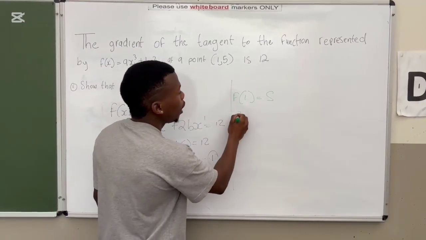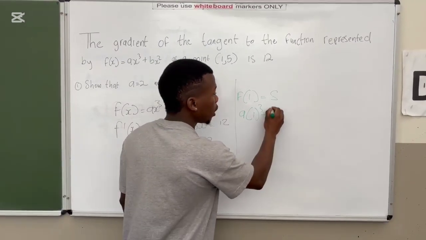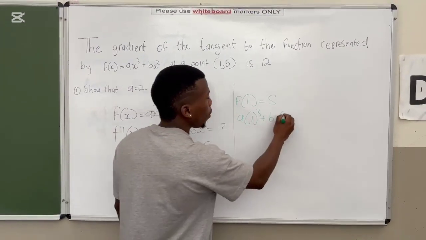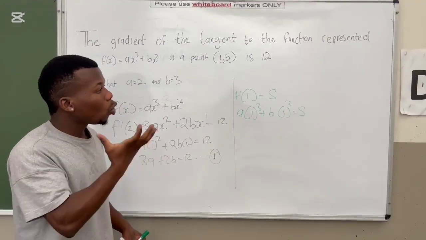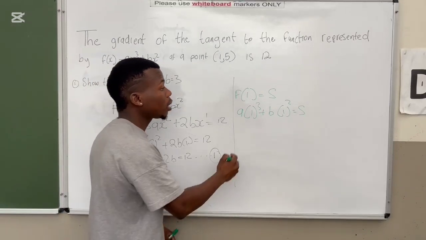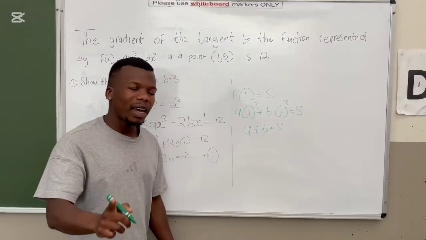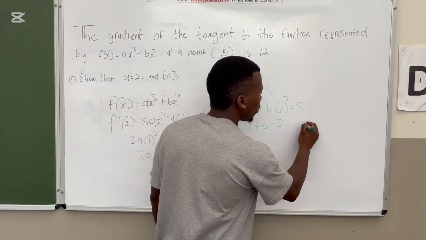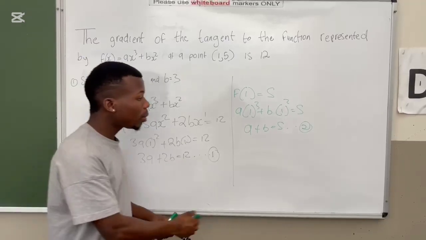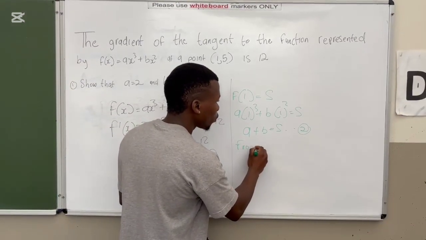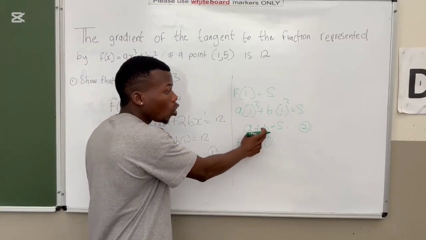This is going to be a multiplied by 1 cubed plus b multiplied by 1 squared equals 5. Now I'm going to simplify my equation. It means I will have a plus b equals 5. And then I can name this equation number 2. From equation 2, I'm going to make equation 3. I can make a or b the subject of the formula. You can choose any you want.